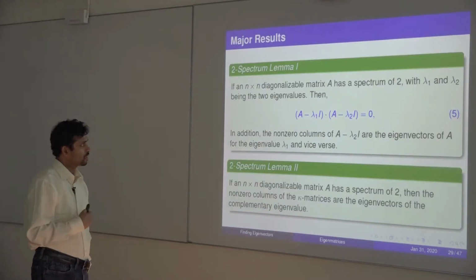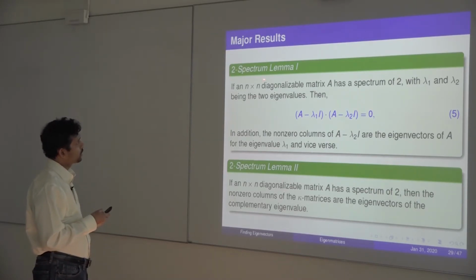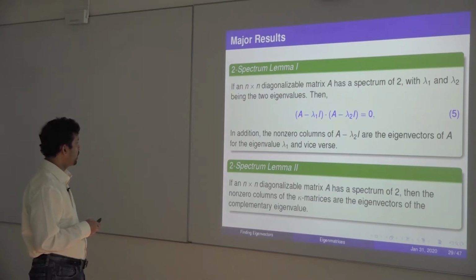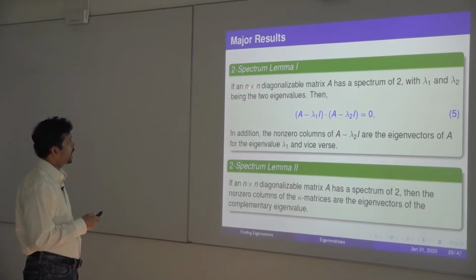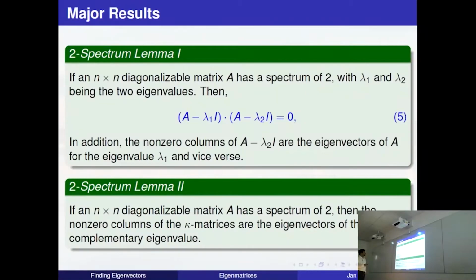So let's talk about another new result that we developed, what we call the two-spectrum lemma. What is the two-spectrum lemma about? Let's say you are given an n by n diagonalizable matrix A, which has spectrum 2. That means there are two different eigenvalues, lambda 1 and lambda 2. Then what's going to happen? If you calculate those two kappa matrices and multiply them, you can see that the product is going to be 0. That's amazing. You get a 0 product when you multiply those two kappa matrices.